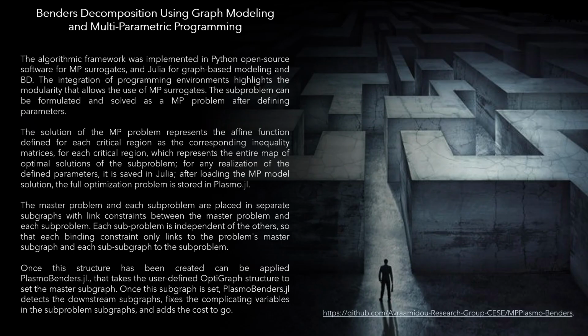The master problem and each subproblem are placed in separate subgraphs with linked constraints between the master problem and each subproblem. Each subproblem is independent of the others, so each binding constraint only links the master subgraph and each subproblem subgraph. Once this structure has been created, PlasmoBenders.jl can be applied. It takes the user-defined OptiGraph structure to set the master subgraph. Once this subgraph is set, PlasmoBenders.jl detects the downstream subgraphs, fixes the complicating variables in the subproblem subgraphs, and adds the cost to go.